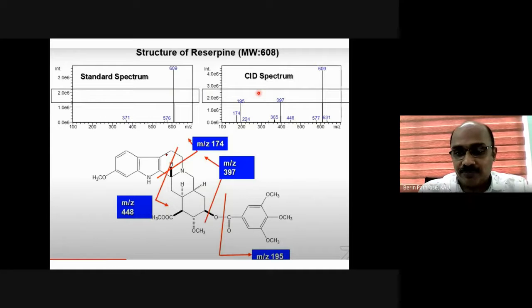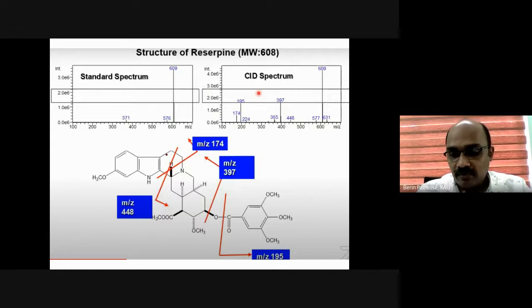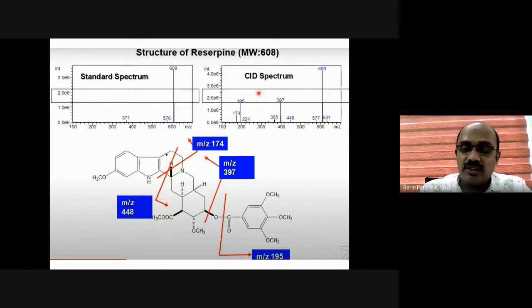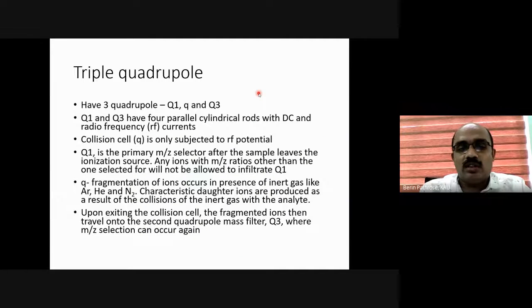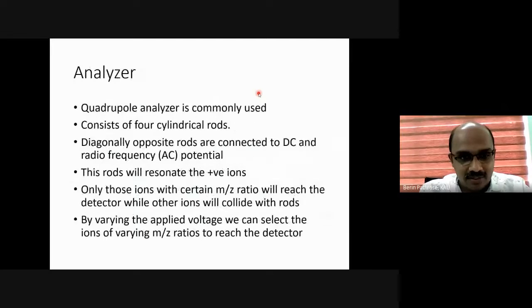Are you clear how using a triple quadruple we confirm the presence of a compound? Yes, sir. You see those videos again and again, then you will be able to understand it better, because I am not that much of an expert in this quadruple and all.